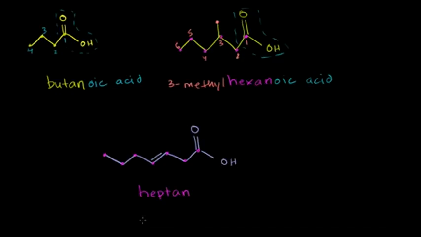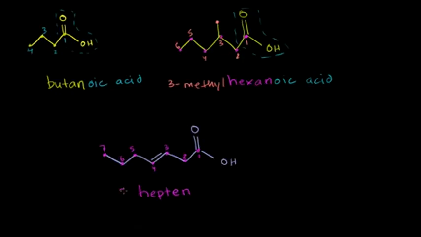Actually, let me be careful. This isn't an alkane. This has a double bond right over here. So it's heptene. If this was just an alkene, we would just call it heptene. But we're not going to put this last E here because this is a carboxylic acid. And to specify where that double bond is, we need to start numbering. And we start numbering at the carboxyl carbon. 1, 2, 3, 4, 5, 6, 7.